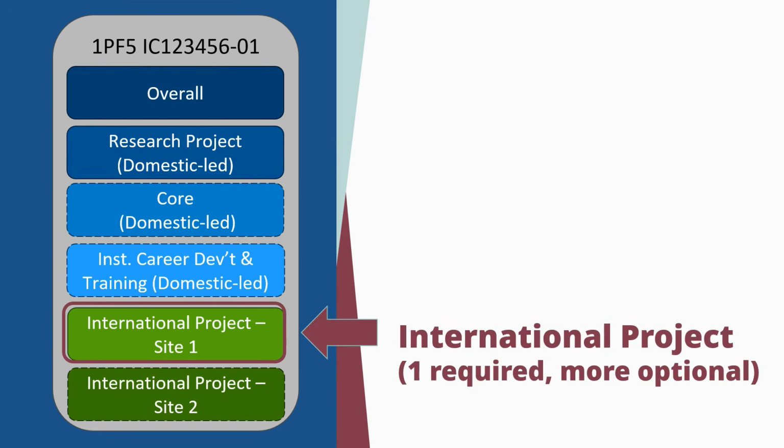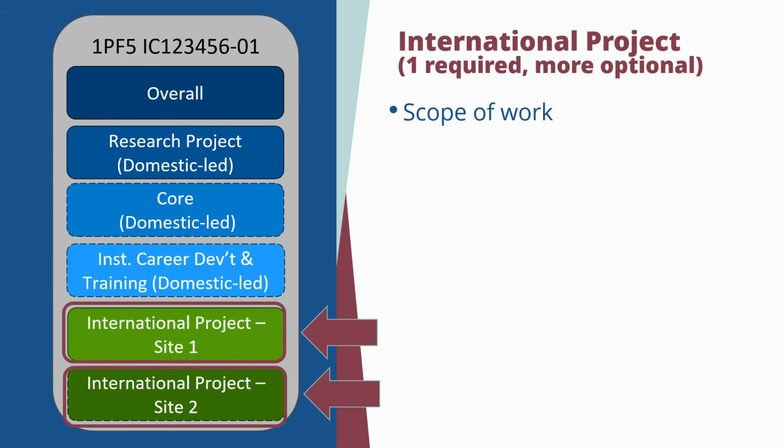Key to the PF5 structure is the international project component. Each PF5 application must include at least one. If you have more than one international site, each site will need its own international project. Think of this component as replacing what used to be an international consortium or subaward.